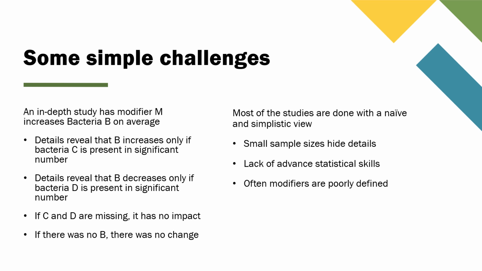And if B and C are both missing, there's no impact. It doesn't have any change. And if there's no B, there's no change. How can you measure a change to something that doesn't exist? So that is some of the challenges of trying to get the data in.